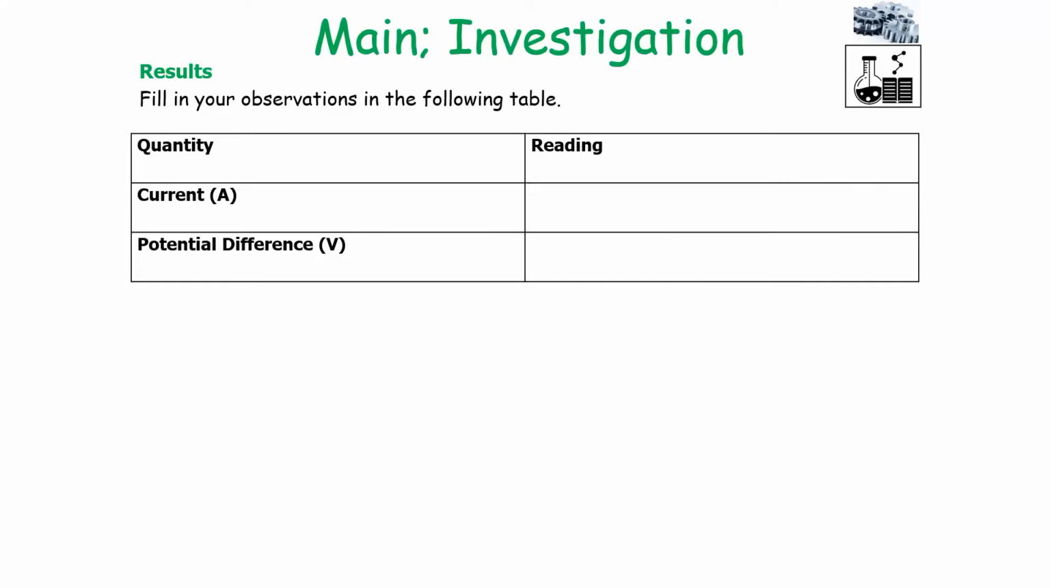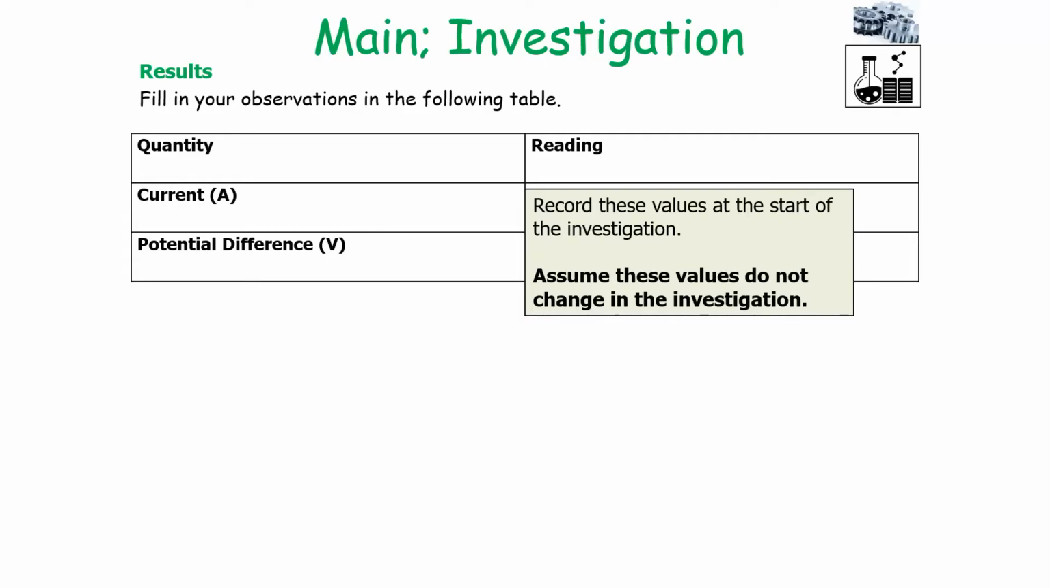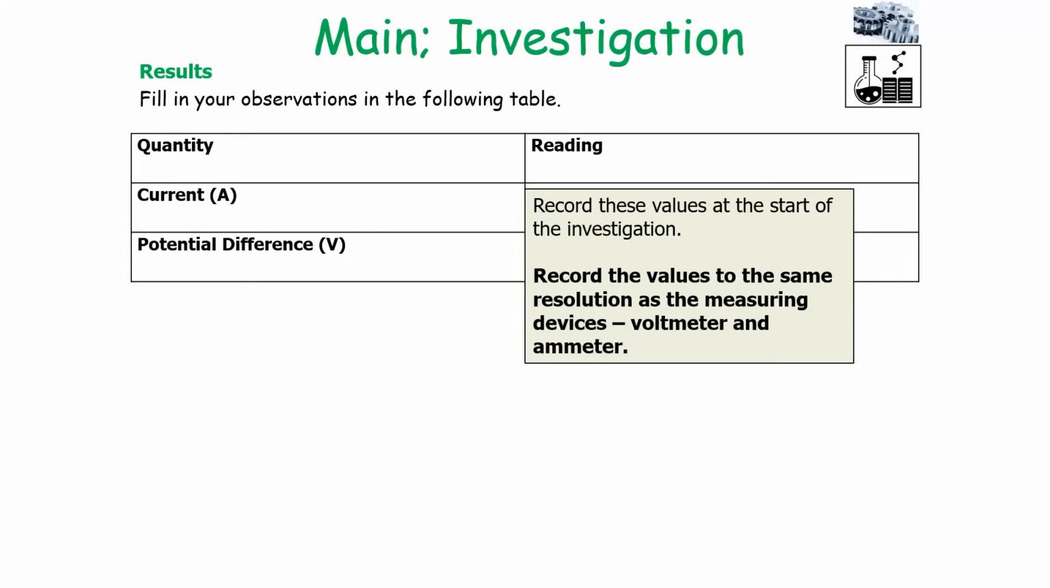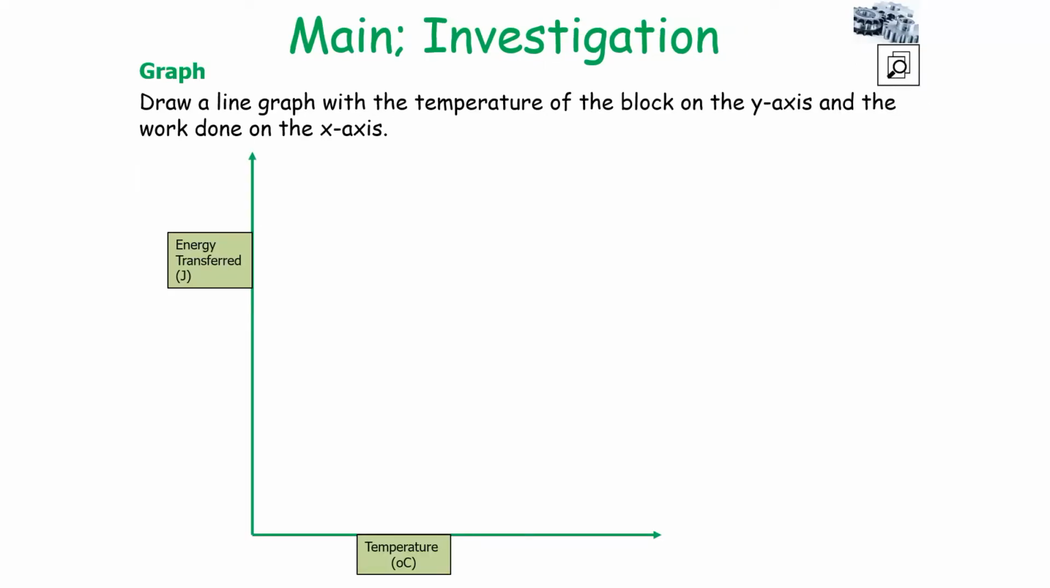Now when you're trying to work out energy, you will need to take the readings of current and potential difference in this investigation. So you'd record them at the start of the investigation and assume once again they do not change in the investigation. Now you record the values to the same resolution as the measuring devices, the voltmeter and the ammeter, and you use these values to help you work out the energy transferred into the block.